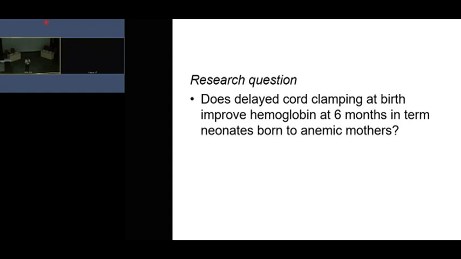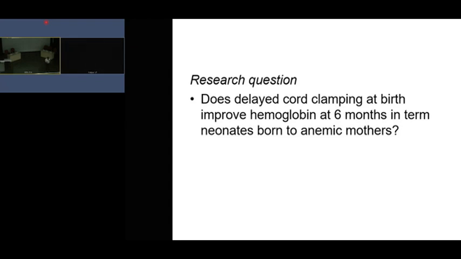Now, can somebody make a statement of this? You have to say what would happen if I do this, this, this. Can you just simply try to convert this? Yes, please. Is there a mic somewhere here? As a statement, not as a question. So reframe it. All right. So what you're saying is, just repeat yourself. Take the mic. So the statement is, delayed cord clamping at birth improves hemoglobin at 6 months in term neonates born to anemic mothers. Very good. Is it good enough?